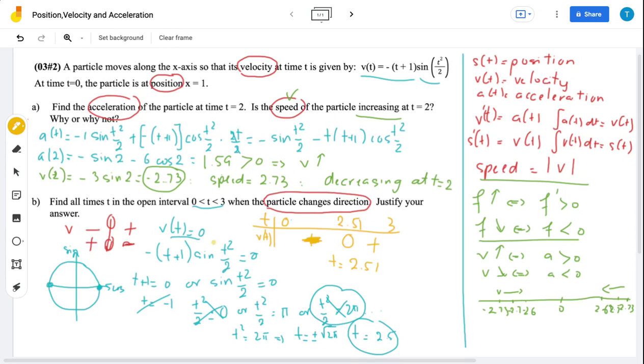One more thing: for a particle changing direction, we let the velocity equal zero, but that's not done. Make sure you have the sign table here. That means the velocity changes sign from negative to positive or positive to negative. That's important to know. Make sure that you make that last step to confirm that the particle changes direction.